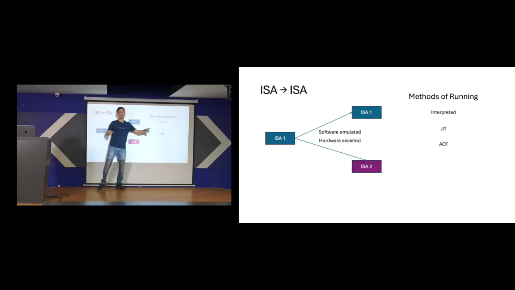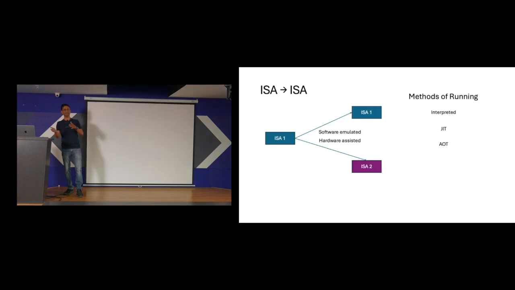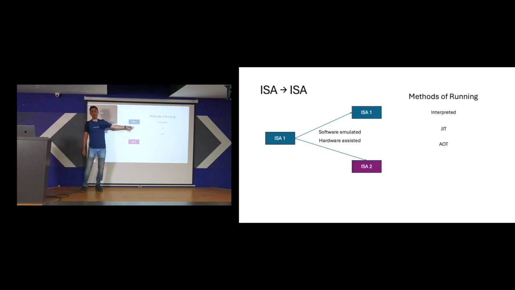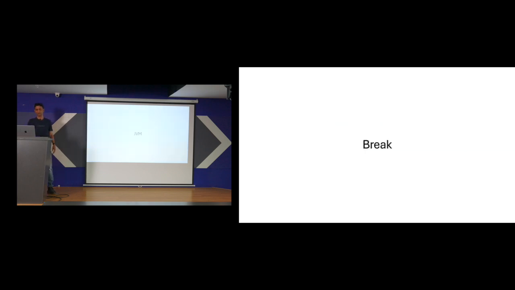JIT is while the bytecode is running, I figure out some parts of it and convert those parts into the native code. If I can do the interpretation, I can also do the conversion, the compilation into the native code, correct? Naturally. It's just about the stage at which you're doing it. Lastly, there is AOT, ahead of time. We'll talk about some of the VMs which do that.